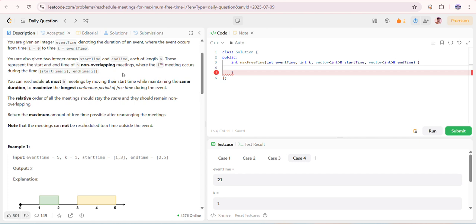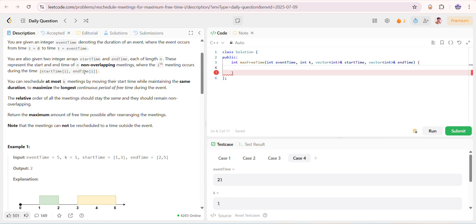They represent the start and end times of non-overlapping meetings, where the i-th meeting occurs during start time i to end time i. Like you see here, from 1 to 2 there will be a meeting, from 3 to 5 there will be a meeting. You can reschedule at most k meetings by moving their start time while maintaining the same duration, to maximize the longest continuous period of free time.